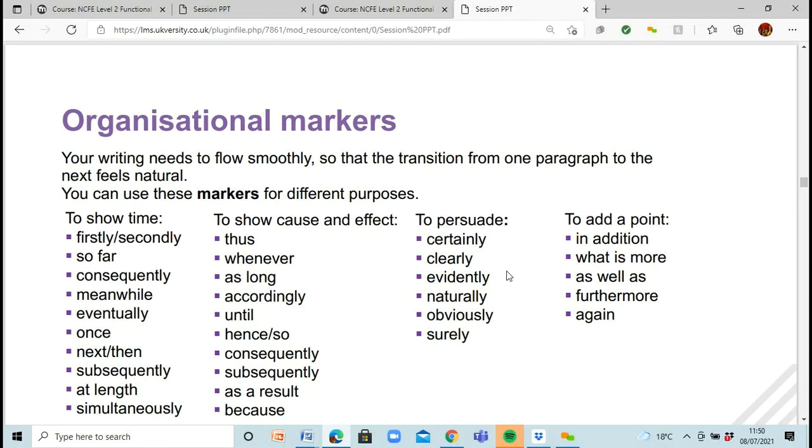And then to persuade: certainly, clearly, evidently, naturally, obviously, and surely. And then finally, to add a point: in addition, what is more, as well as, furthermore, and again. So these are some markers that you will be familiar with.